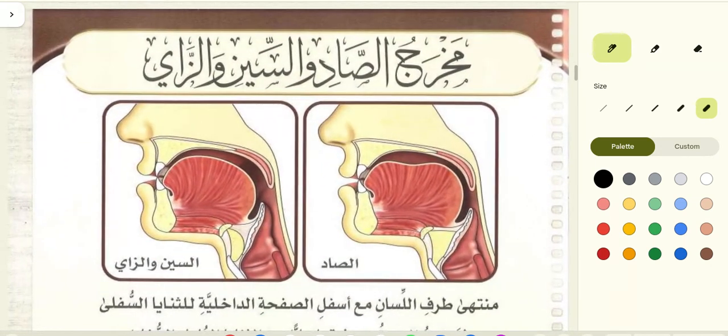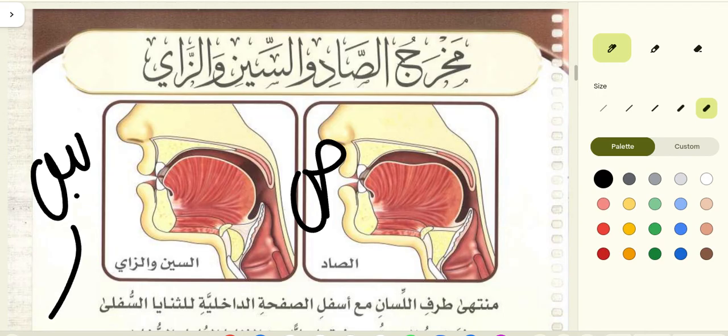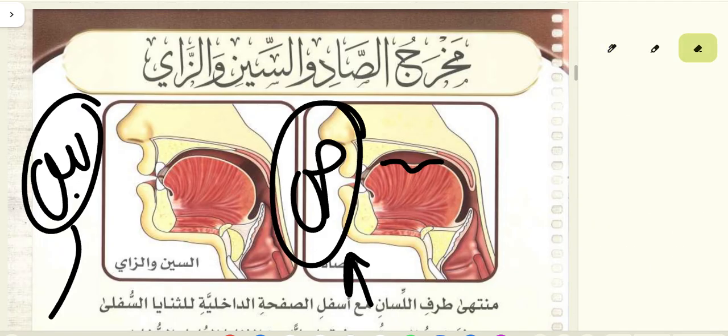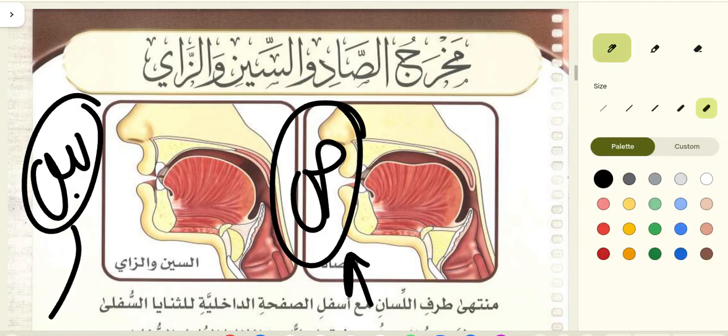So over here we have harf al-sad and harf al-sin and zay. Like we said previously, sa and sa, same letter. One is light, one is heavy. Obviously, this is the heavy one, since over here you have this concave. So when you see the mouth, the tongue concaved, you know you have a heavy letter. So the sound gets stuck over here. And you go like as, sa, si, su, as.